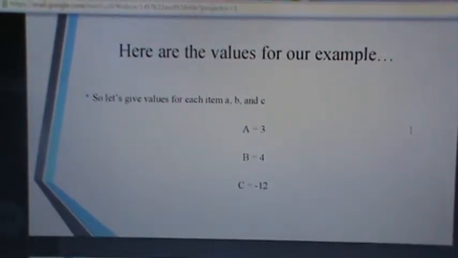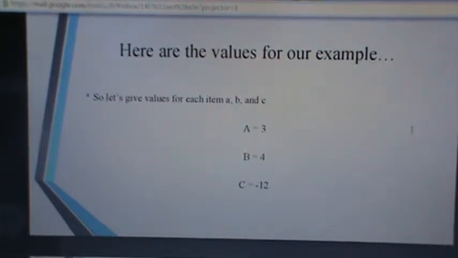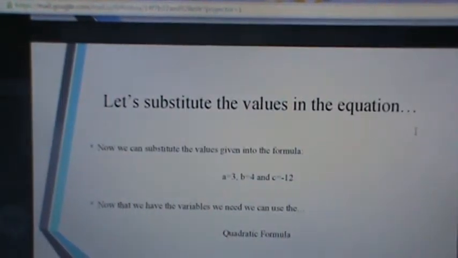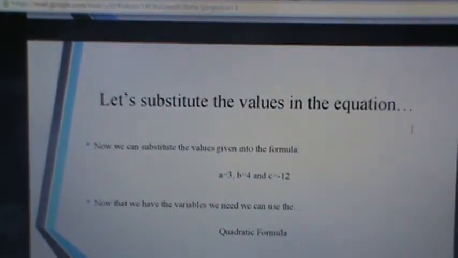Here are the values for our example. So let's give values for each item a, b, and c. a is equal to 3, b is equal to 4, and c is equal to negative 12. Let's substitute the values into the equation. Now we can substitute the values given into the formula.